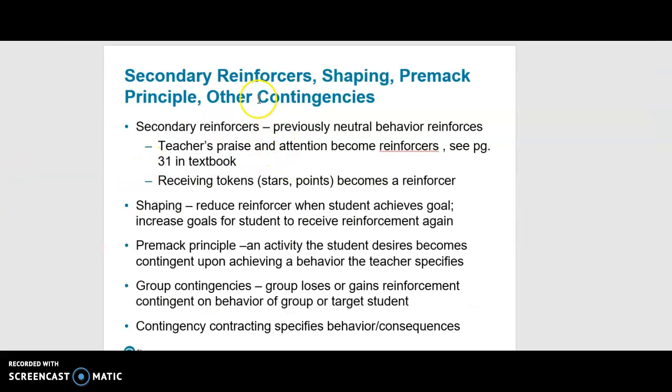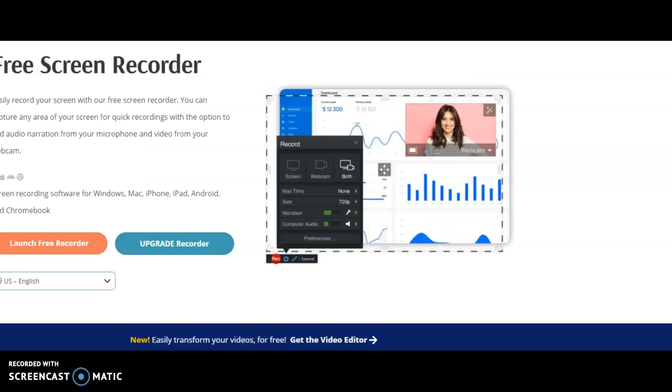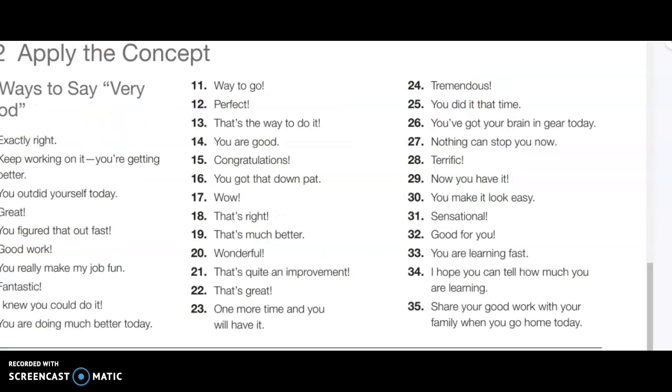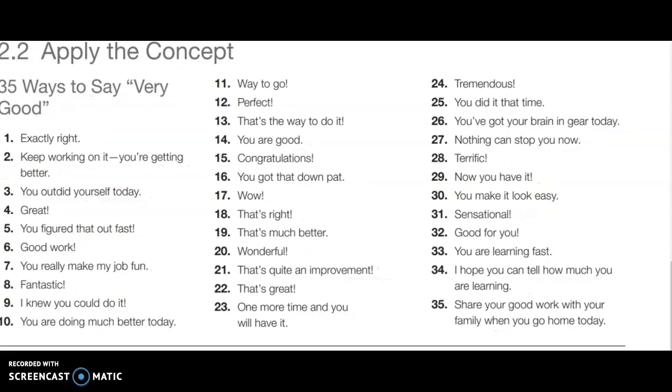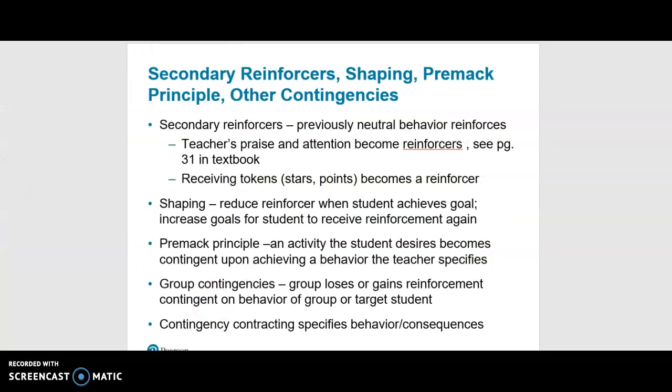Some other reinforcers: secondary reinforcers, shaping, the Premack principle, and other contingencies. Secondary reinforcers are previously neutral stimuli, so things like teachers' praise and attention become reinforcers. I want you to look at page 31 in your textbook. For some reason I was able to screenshot the top part of this page but not the bottom part. It shows other ways to say very good. When you say something like very good, you want to be specific. What did they do very good at, right? Take a few minutes and look through the textbook because I think there are some really helpful ideas in there.